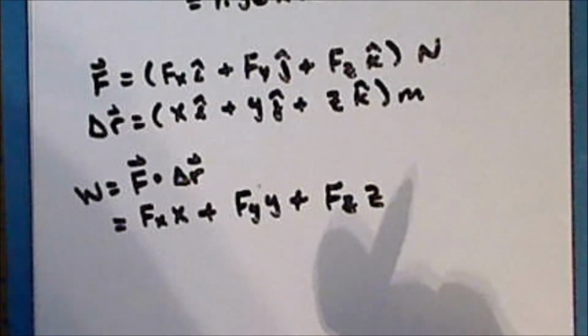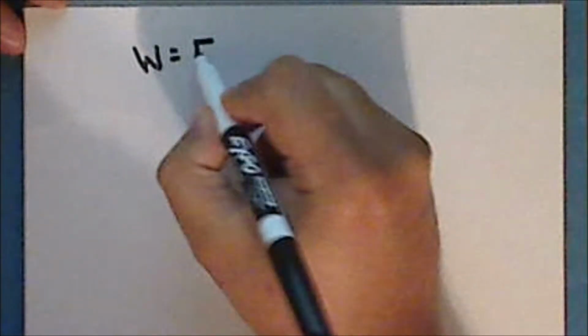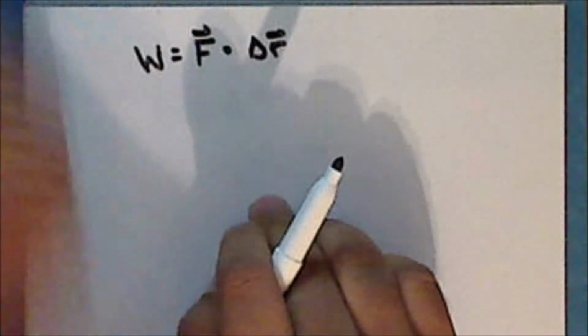So let's now look at an alternate version of the same problem. A boy pulls a wagon with a force F equal to 43.3 times i plus 25.0 times j newtons. Calculate the work done by the force on the wagon as the wagon undergoes a displacement, delta r, equal to 1.50 times i plus 2.60 times j meters. And again, assume no friction acts on the wagon. So once again, the work done on the wagon is the dot product of the force and the displacement of the point of application of the force.